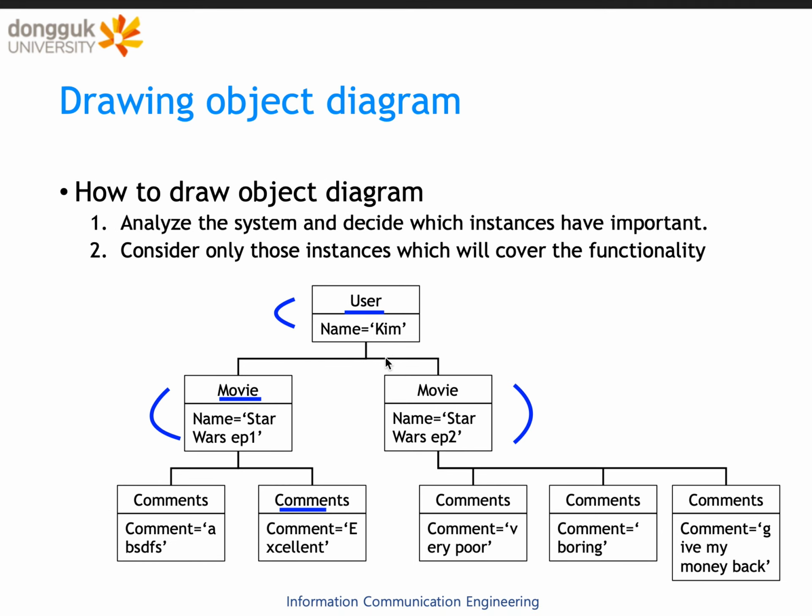And by watching the class diagram and object diagram, maybe you can understand how the system is defined, how the system is learning, and how each class is working and running together. You can see here the user name is Kim. User has two movies, one is Star Wars, the other one is Star Wars Episode 2, and Star Wars Episode 1 has two comments. This one has three comments, and as you can see here, one user has two movies, so it's a 1 to n relation, and it must be a has-a relationship.